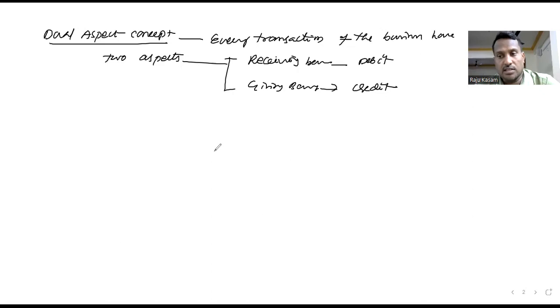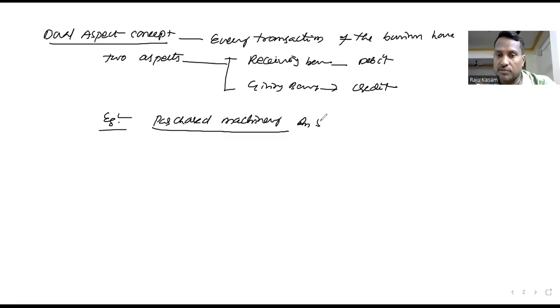Okay, how is it? We take an example. My dear students, this is the example. We have to record both aspects in the books of accounts. We should record debit and also credit in the accountancy books. How is it? Let's see. Purchased machinery, rupees 50,000. This is the transaction: the businessman bought machinery for rupees 50,000.